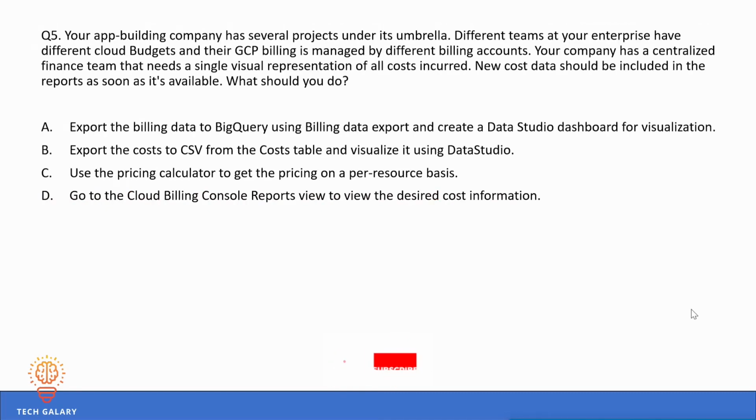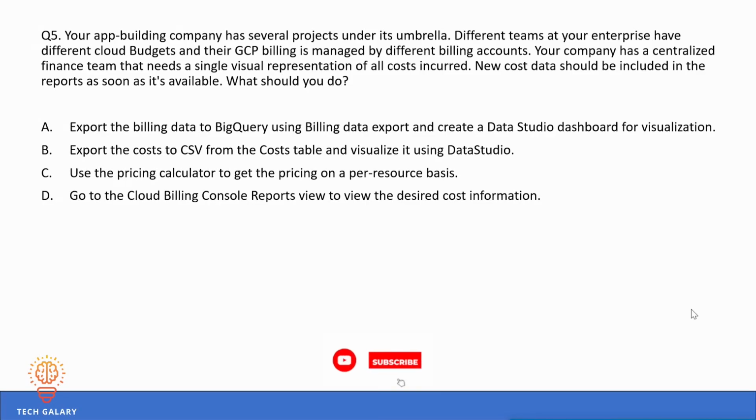Let's move ahead with question 5. Your app building company has several projects under its umbrella. Different teams at your enterprise have different cloud budgets, and the GCP billing is managed by different billing accounts. Your company has a centralized finance team that needs a single visual representation of all costs incurred. New cost data should be included in the reports as soon as it's available. What should you do? These are the options.